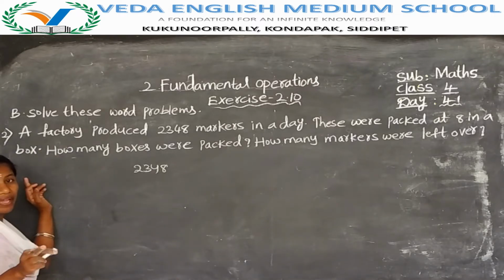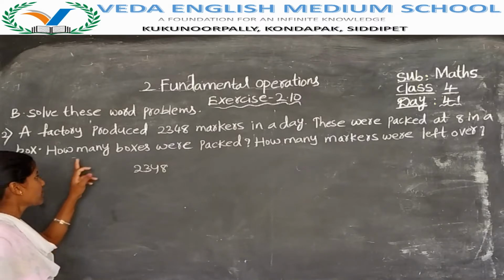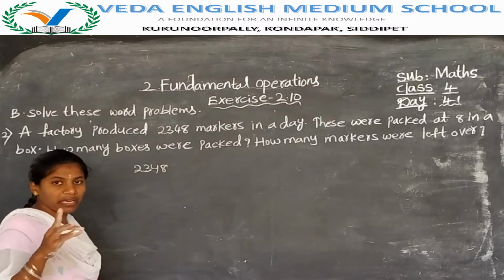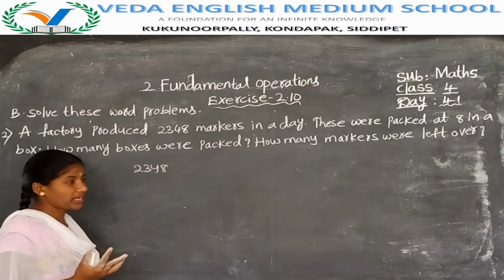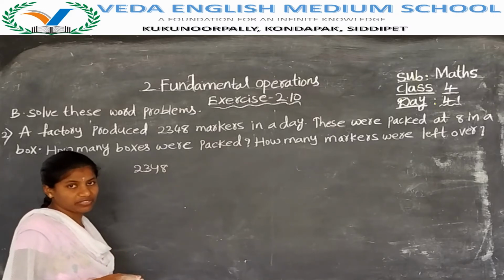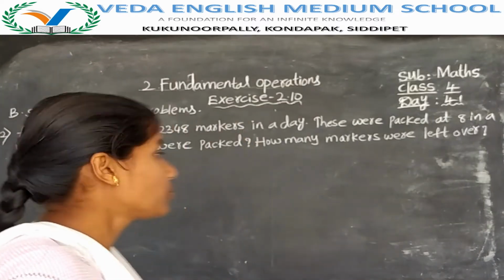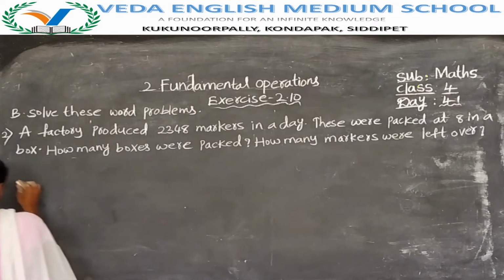In one box they are packing 8 markers. Then how many boxes were packed? If they packed 8 markers in one box, then how many boxes were packed and how many markers were left? They are asking. Now, daily they are producing 2348 markers.